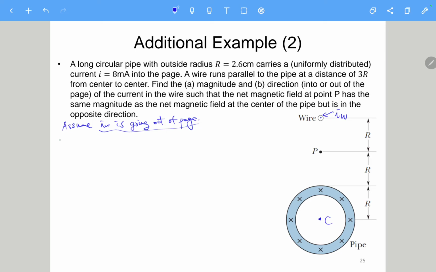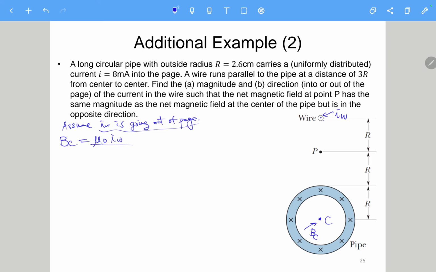Here we assume IW is going out of the page. First we try to determine BC, which is the B at this point. The wire, with mu zero IW, will generate a B field here going out of the page. Using the right hand rule, with your thumb pointing out of the page, it generates a B field pointing to the right side at point C.